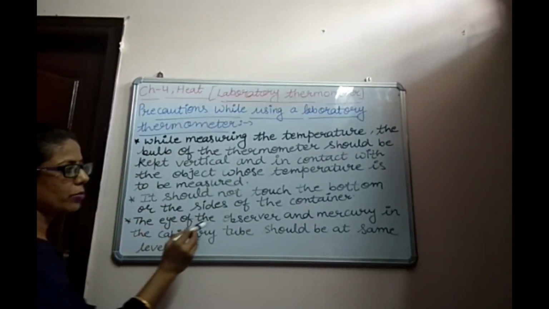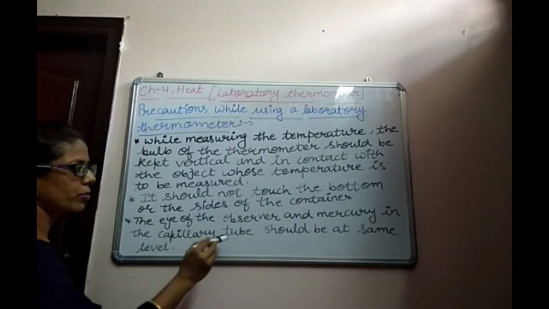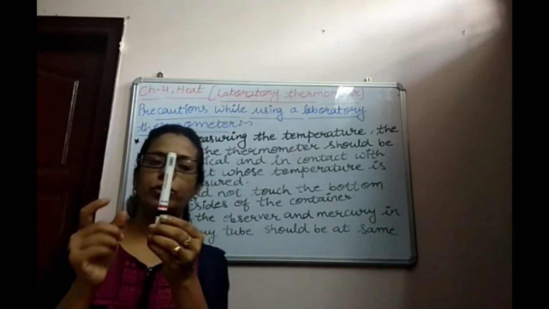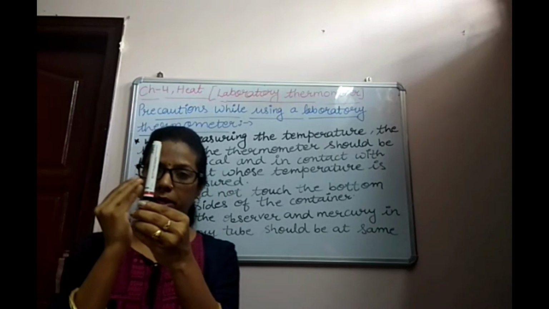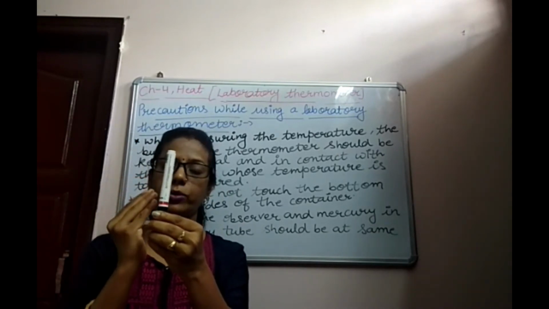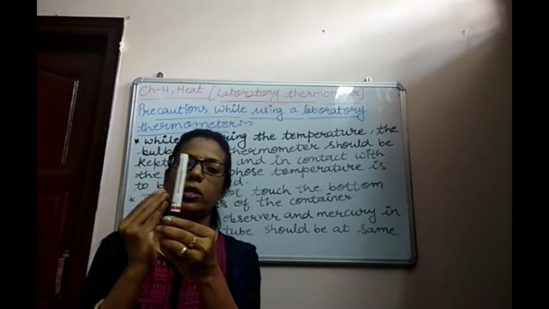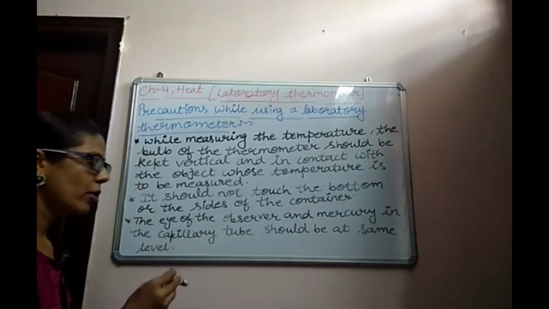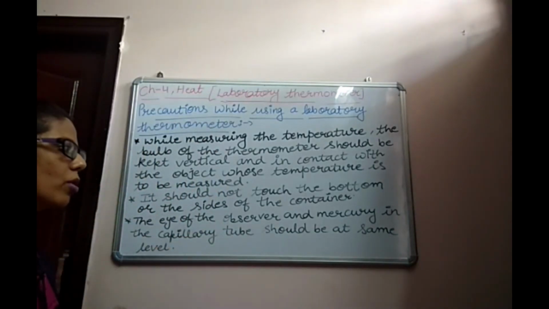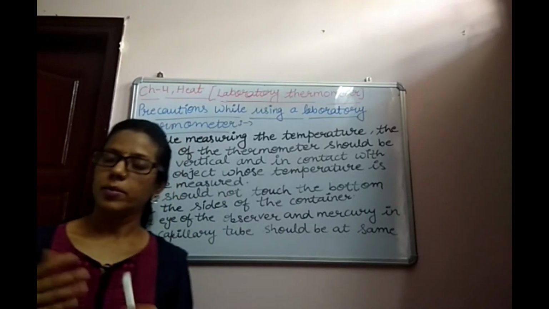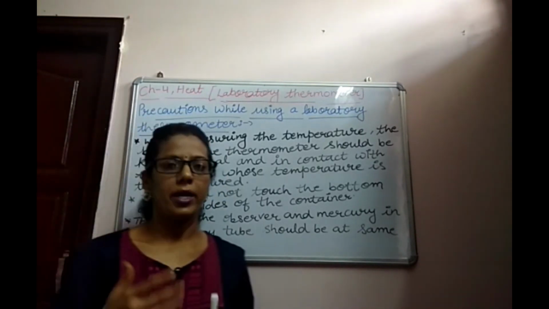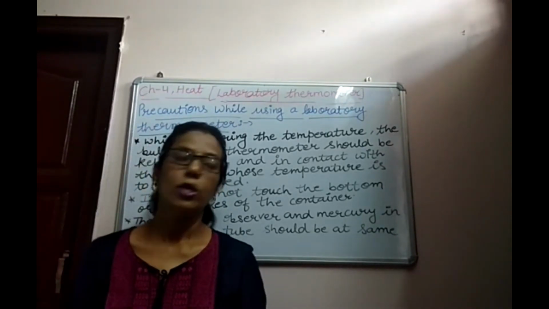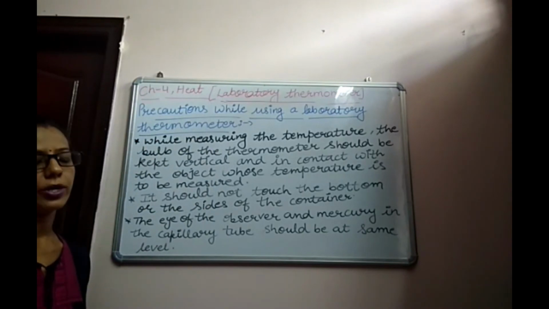Next precaution, the eye of the observer and the mercury in the capillary tube should be at the same level. While taking the reading with a laboratory thermometer, the mercury level in the capillary tube and the eye of the observer should always be at the same level, because if they are not, the reading will be changed. And some other precautions, like we should always handle the laboratory thermometer with care, and it should not hit any other object. So these are some precautions while using a laboratory thermometer.